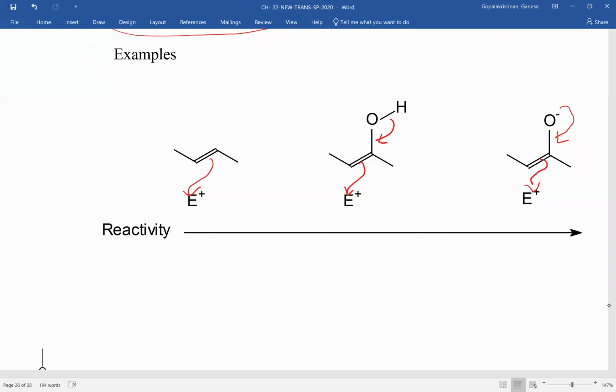But if you compare them, the alkene actually breaks the double bond and bonds with the electrophile. The same thing in enol and enolate ion. But in enol, help comes from the OH. But here it is free-flowing electrons sitting there. It flows in, so it is more reactive than enol, which is more reactive than alkene.